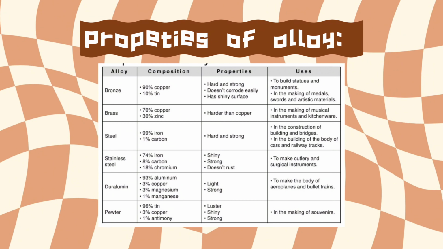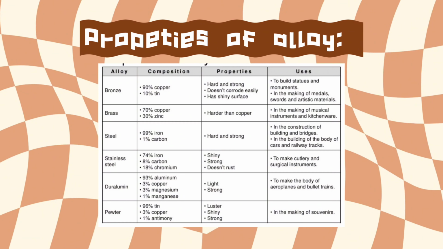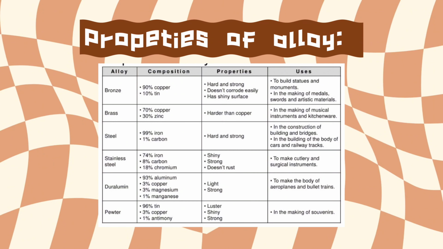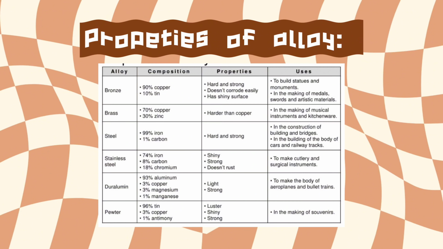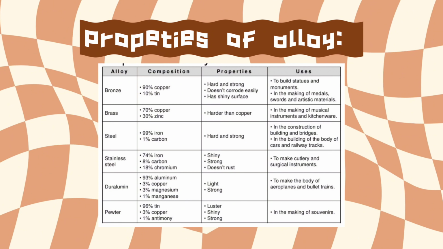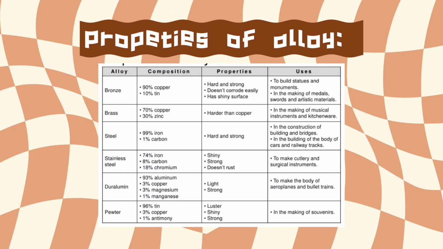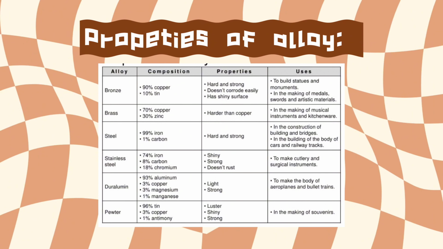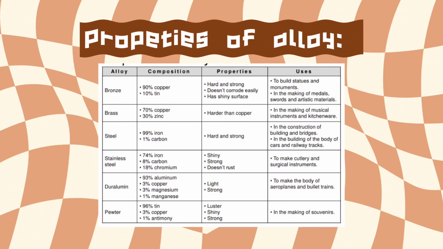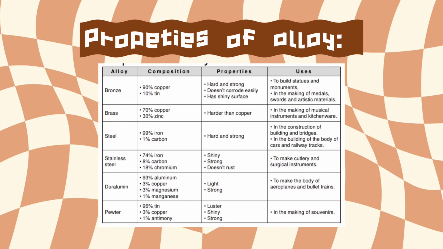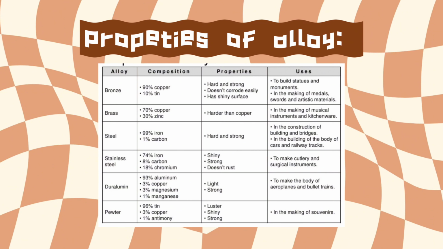As you can see, all of these have properties that are hard and strong. Meanwhile, for bronze and stainless steel, both of them do not rust easily. For duralumin, it is light. And the last one is pewter. Pewter has luster in its properties. You know what is luster? Luster can be described as shining, but more bright.